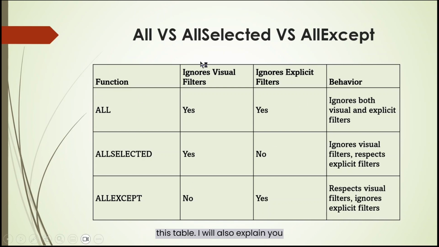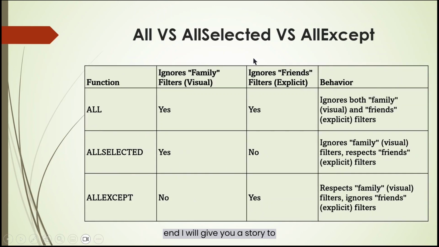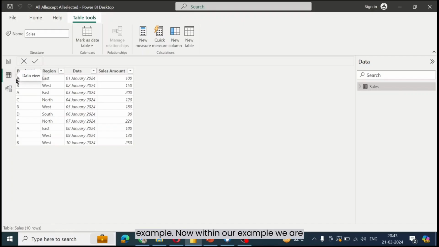I will also explain with the help of a practical example, and at the end I will give you a story to understand and remember the difference between these three functions so that you can answer this question easily in the interview. So let's start with an example. Within our example we are using this table which has product, region, date and sales amount.